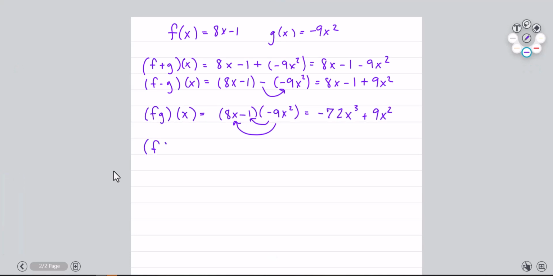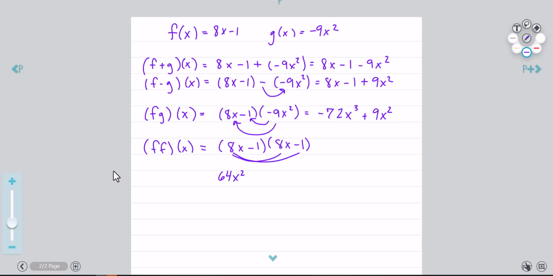If I want to multiply the function f by itself, 8x minus 1 times 8x minus 1. Remember, this is FOIL, so that would be 64x squared minus 8x minus 8x. Negative and a negative is a positive. And this would give me 64x squared minus 16x plus 1.